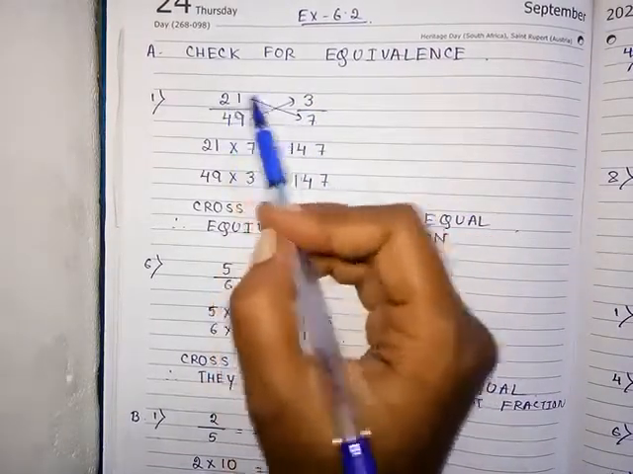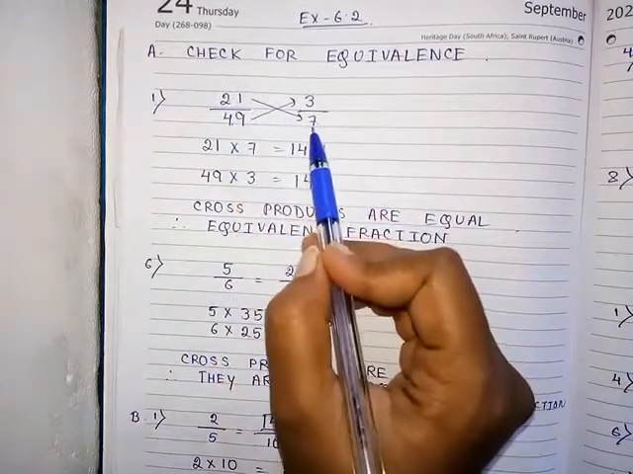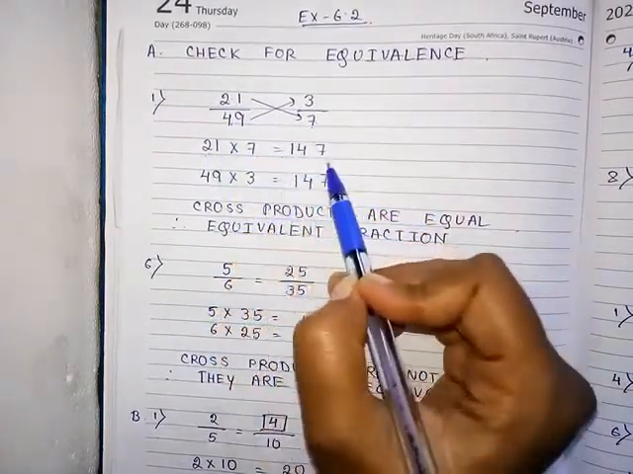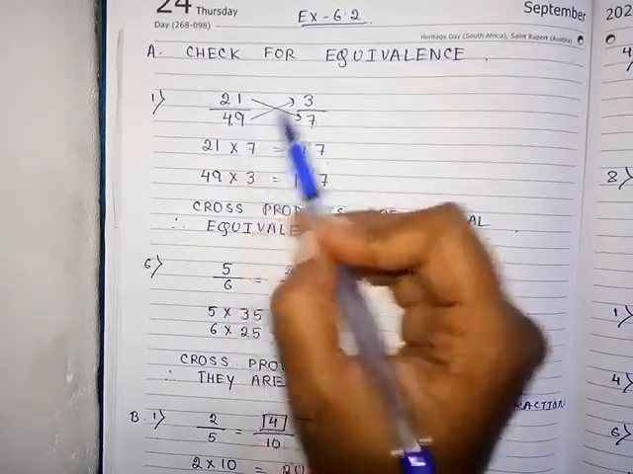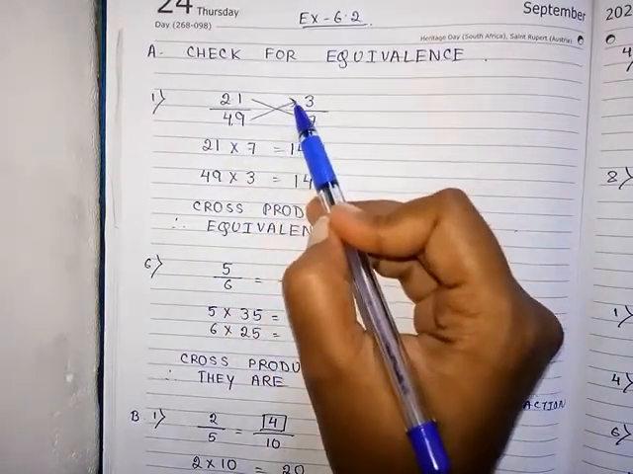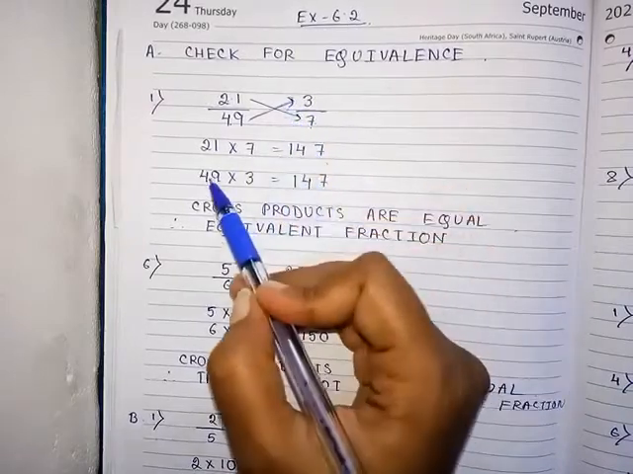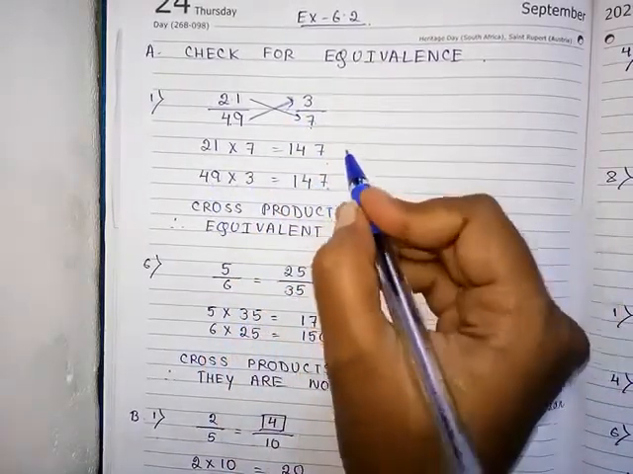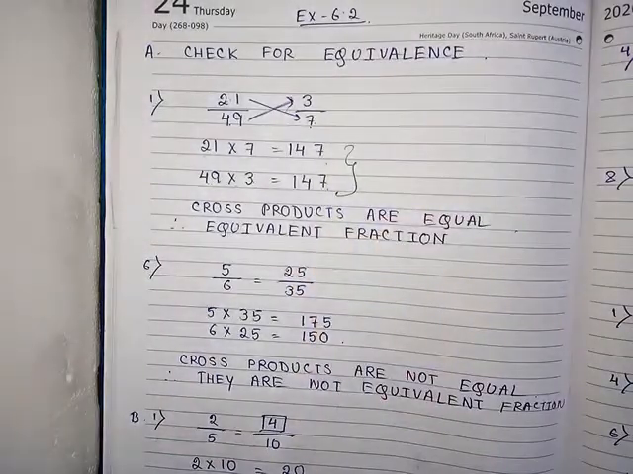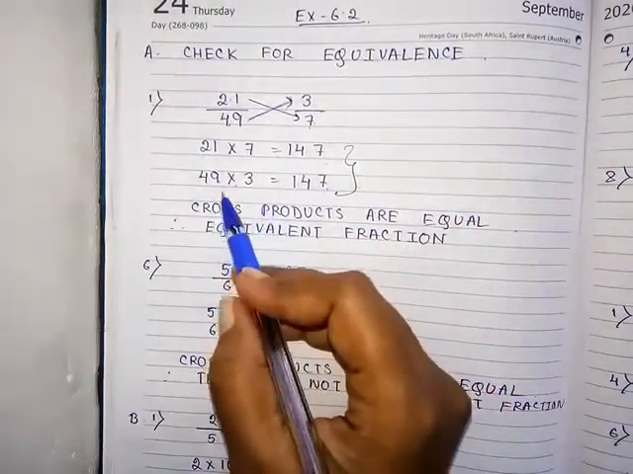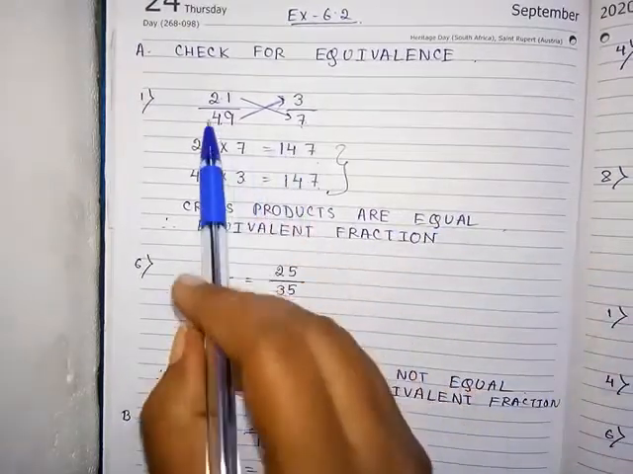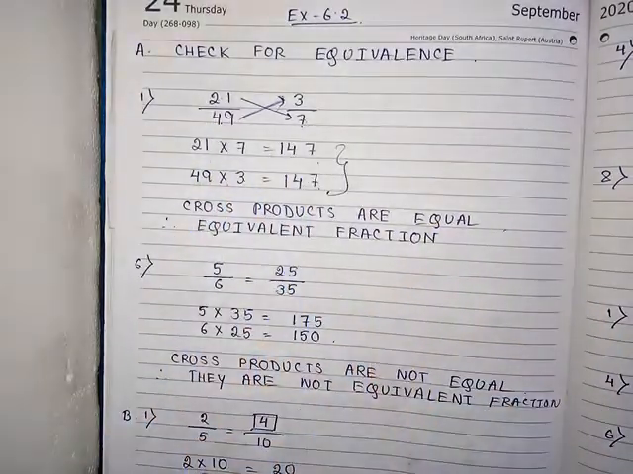Cross multiply means with 21 we will multiply 7. 21 into 7 equal to 147, and with 49 we will multiply 3. First give an arrow sign, then write down 49 into 3, that is equal to 147. So these two are equal. When we get that the cross products are equal, then we can say that they are equivalent fractions.